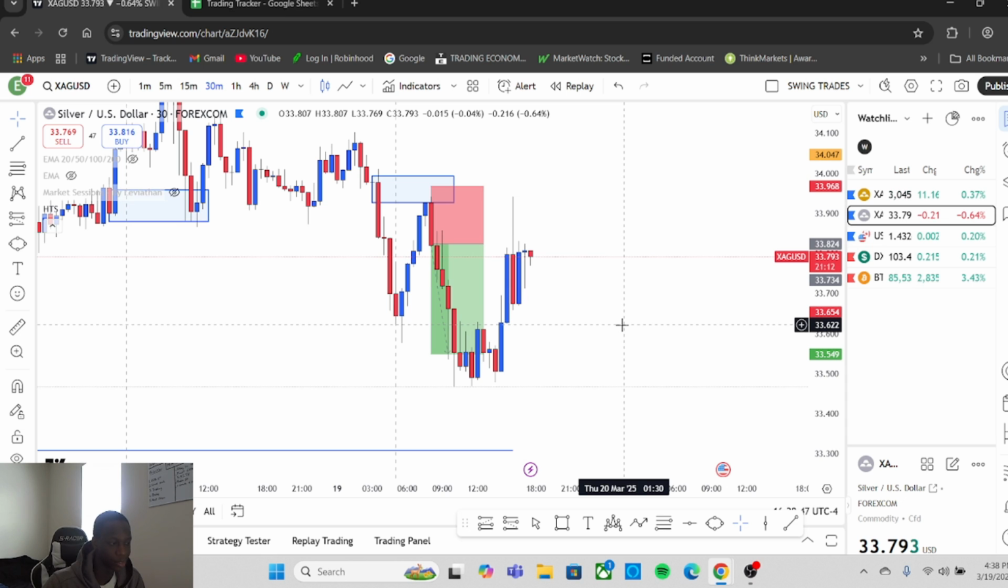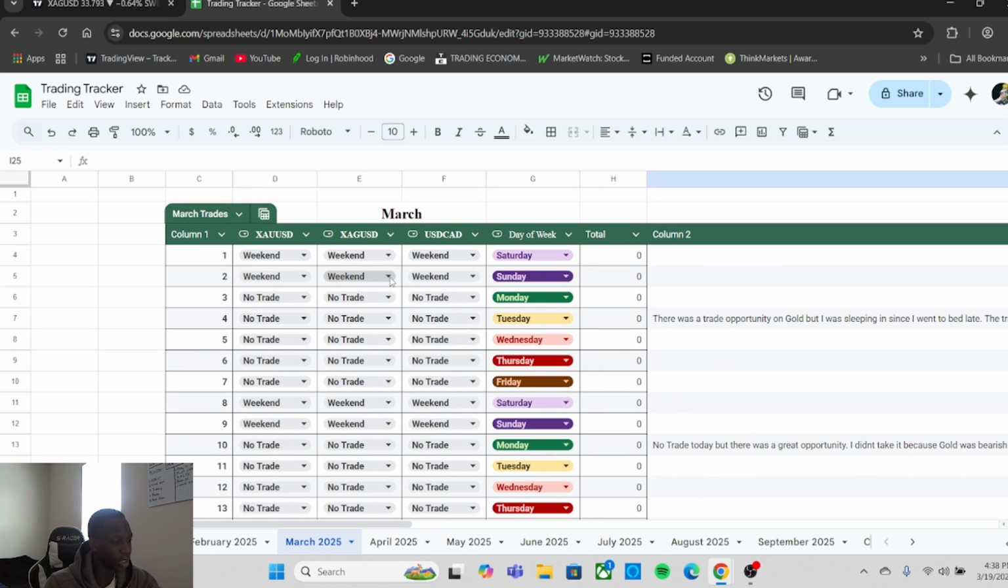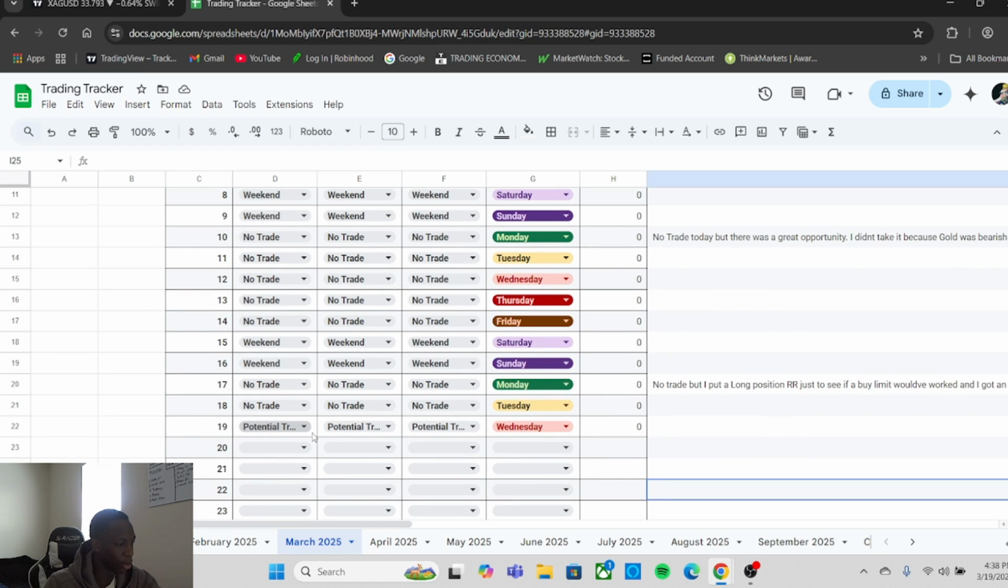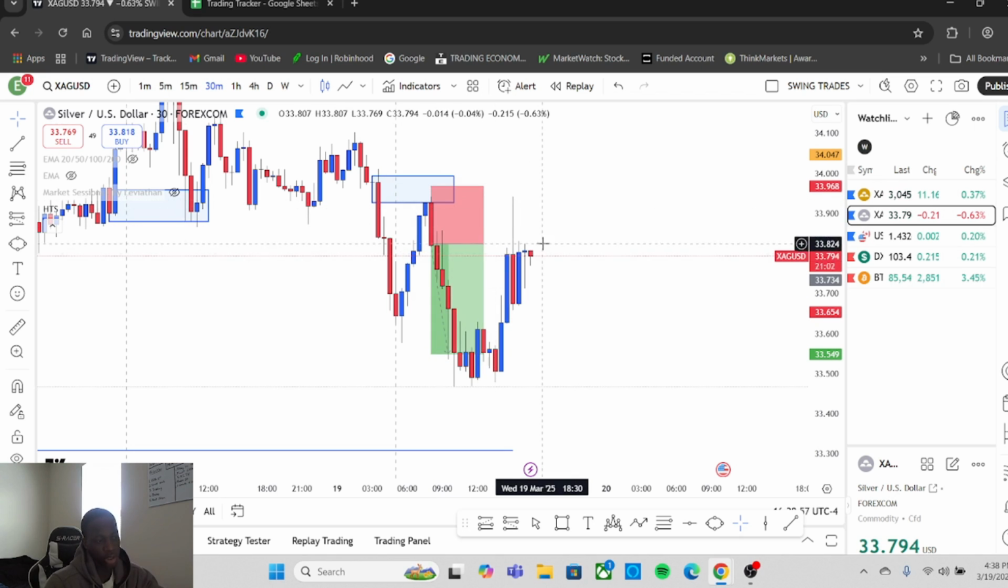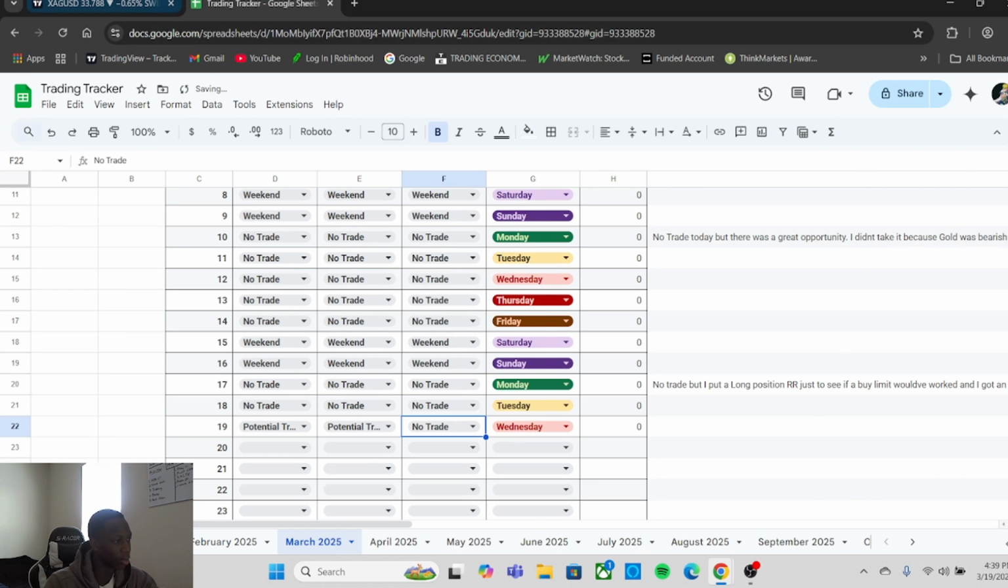So yeah, also this is my trading tracker. As you can tell, we haven't taken a lot of trades in March, but it is what it is. And right here I put potential trade because there were potential setups. There was just no trade on USD CAD. I don't know why I put that there.